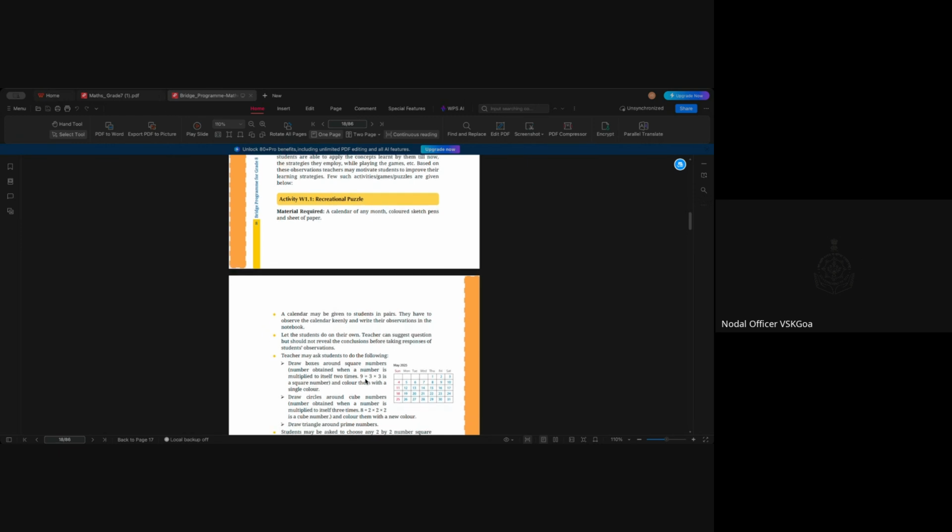Now over here, the calendar may be given to students in pairs. Again, it depends on you whether you want to conduct this activity by keeping 2 students in a group, 3 students in a group, or any number of students as per your class strength you can manage. They have to observe the calendar and write their observation in the notebook. You don't tell them anything. Let them just observe those numbers which are there in the calendar, and whatever observation they can see, let them write in the notebook. Let students do on their own.